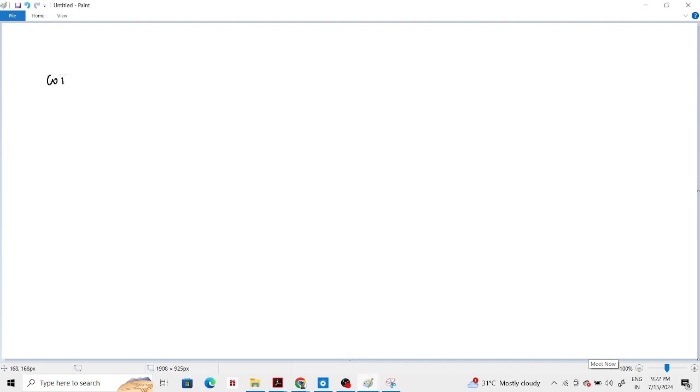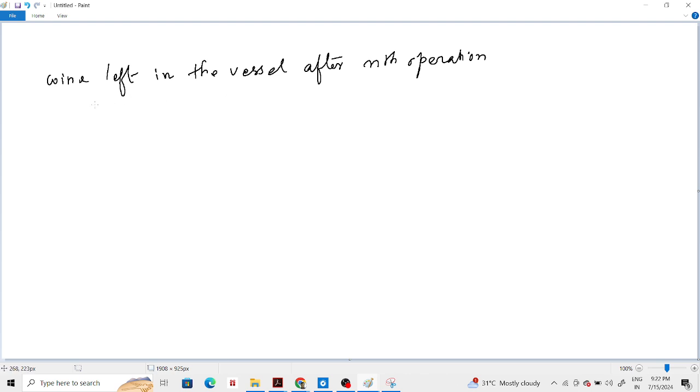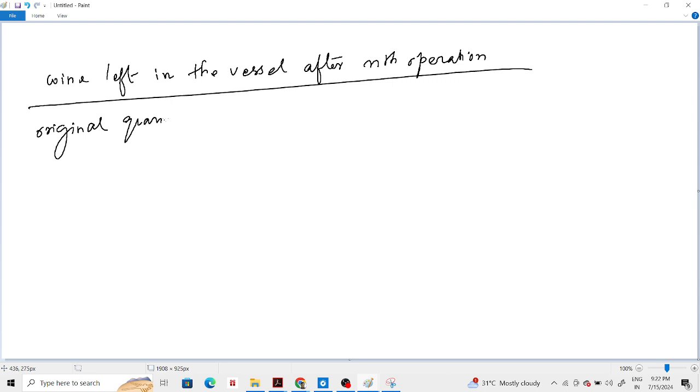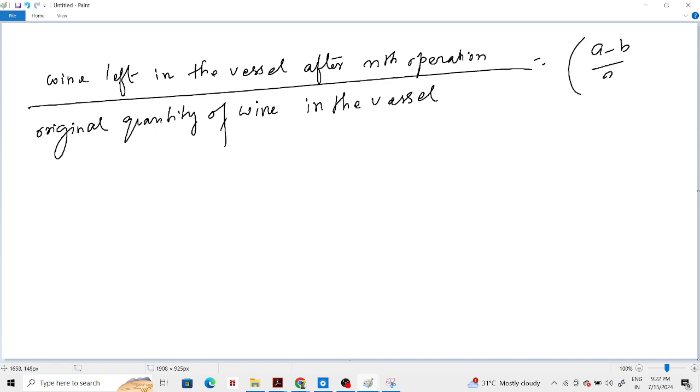Wine left in the vessel after the nth operation, divided by the original quantity of wine in the vessel, is equal to, very important, (a minus b) by a, whole to the power n.